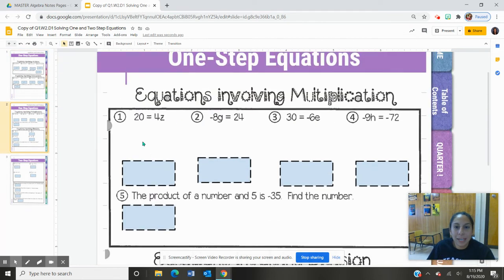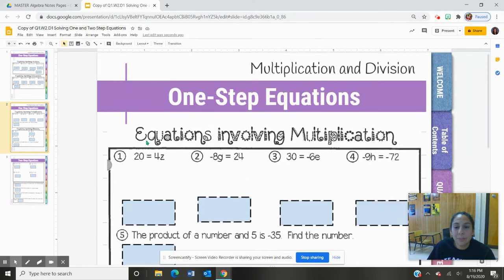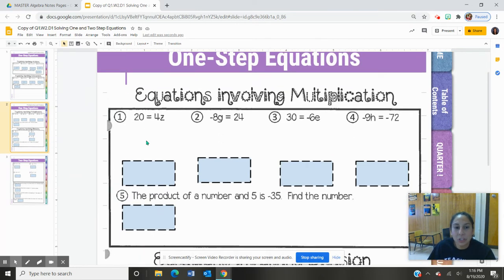So looking at the second page, here we're still solving one-step equations, except this time we're dealing with multiplication and division. So on problem 1, you'll notice that it says 20 equals 4z. That 4 and z, I'm going to draw a line down the middle. If you look at z, it's being multiplied by 4. So the opposite of multiplying by 4 is to divide by 4. So 20 divided by 4, that gives you 5 equals z, or z equals 5. Problem 2, negative 8g equals 24. So the opposite of multiplying this right here by negative 8 is to divide by negative 8. So when I divide by negative 8, I end up with g equals negative 3.